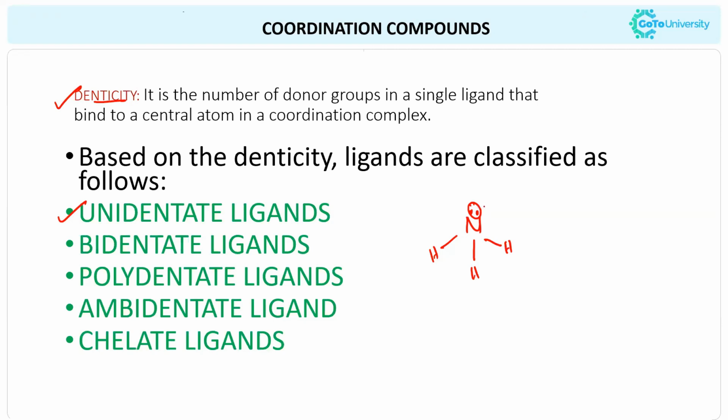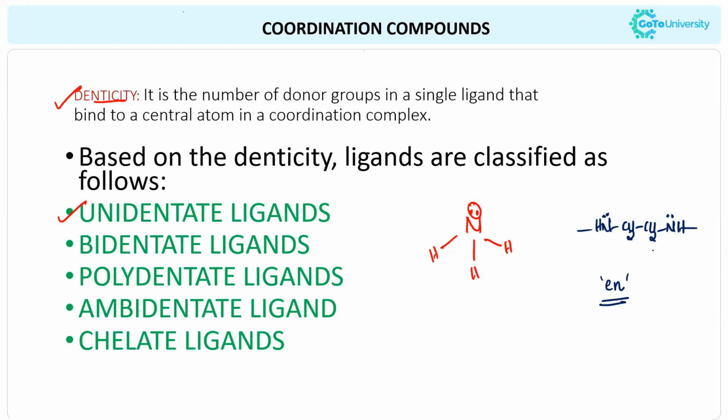And we have some bidentate ligands as well. For example, if you take ethylene diamine, it has two donor atoms. That will be NH2, CH2, CH2, NH2. Here we can see at both ends the nitrogen atoms, right? This ethylene diamine can be denoted by en.